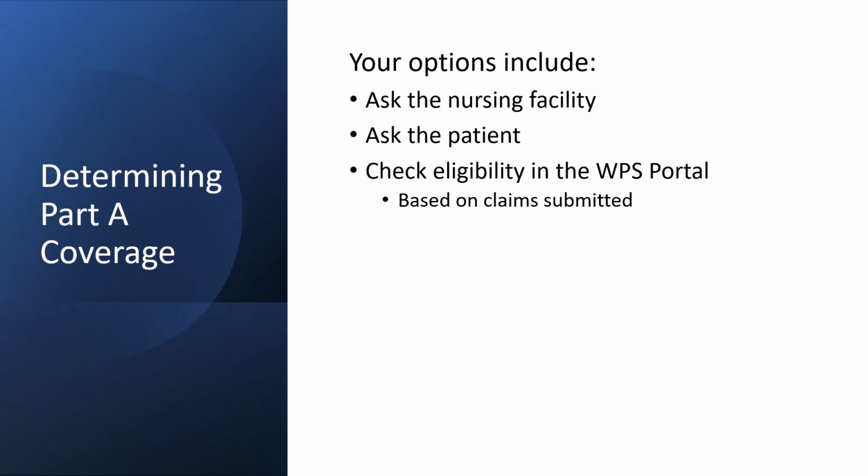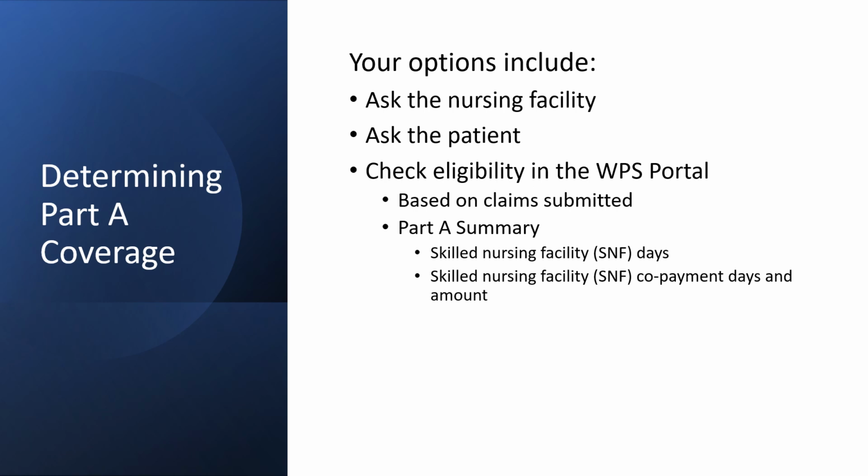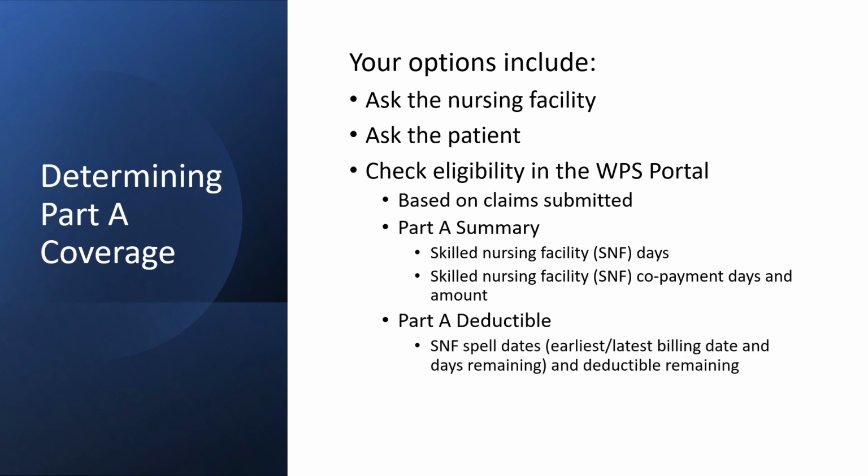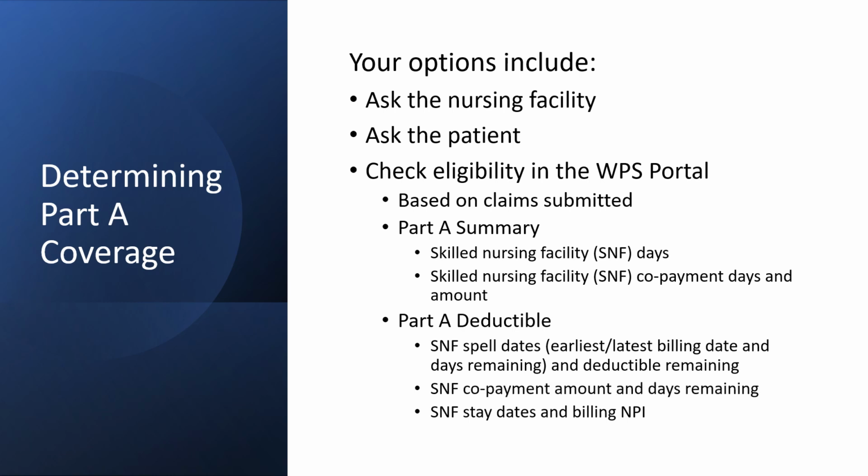On the Part A summary, there are two items that may help you: skilled nursing facility days and skilled nursing facility copayment days and amount. On the Part A deductible screen, the following fields are available: SNF spell days, including the earliest and latest billing date and remaining days, SNF copayment amount and days remaining, last, SNF stay dates and billing NPI of the SNF.